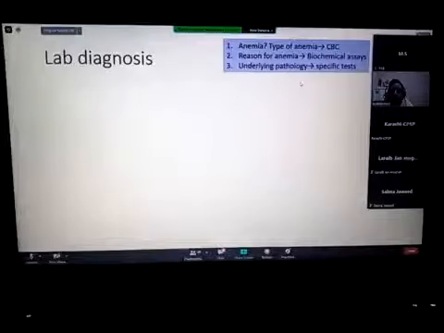So regarding lab diagnosis, we do lab diagnosis for anemia in 3 stages. We want to know whether there's anemia or not, and then we need to know what is the type of anemia. And in the second step, we want to know what is the reason for anemia. That is, we do the biochemical assay, and then we want to know what is the underlying pathology that can help in the specific test.